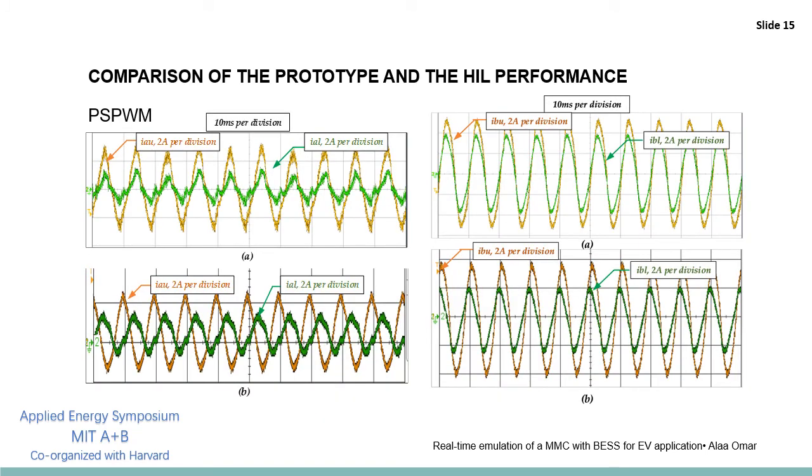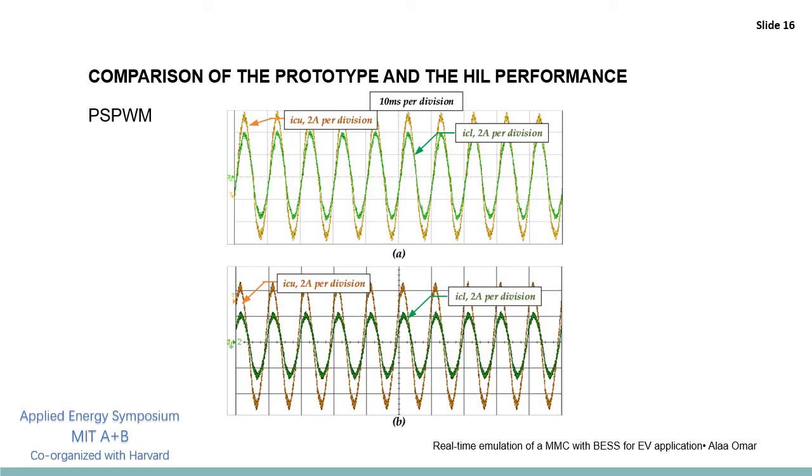When using the phase shifted PWM, the arm currents in phase A are shown on the left for the prototype and the hardware in the loop as well. The prototype is shown in sub-figure A and the hardware in the loop is shown in figure B. The similarity of the dynamic performance of the prototype and the hardware in the loop is clear between both figures. The arm currents in phase B are shown in figures A and B to the right of the slide for hardware in the loop and prototype as well.